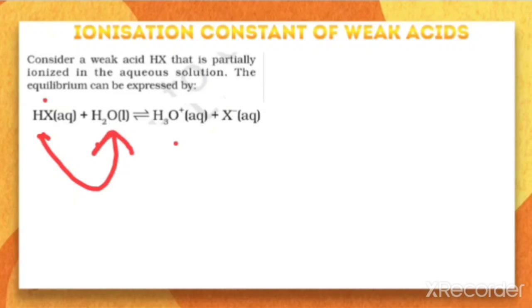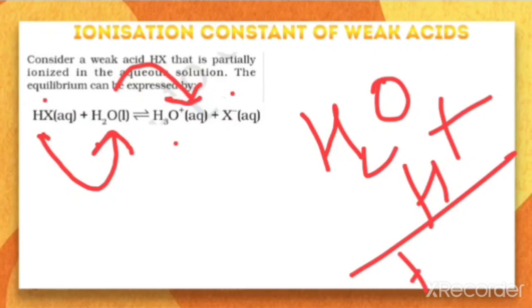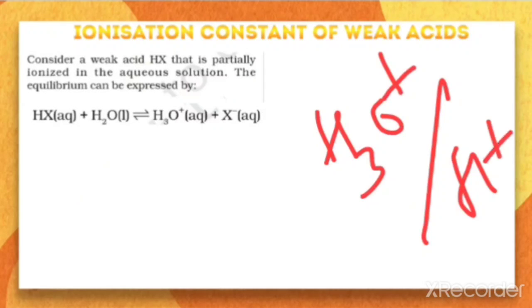So what is formed here? The HX becomes X negative after donating H plus, and the water accepts the proton H plus, giving rise to H3O plus, that is, H2O plus H plus giving H3O plus. So once again I will tell you, H3O plus can be written as H plus also.